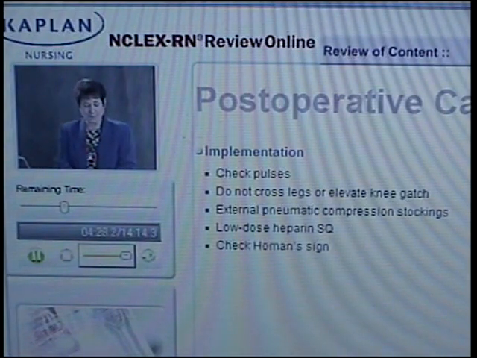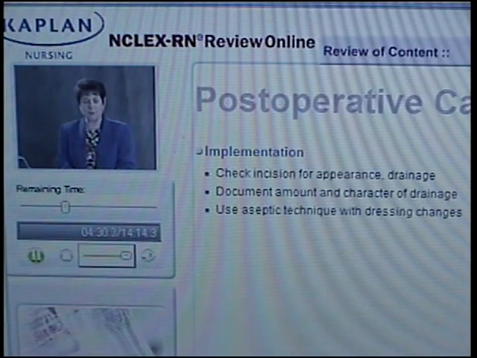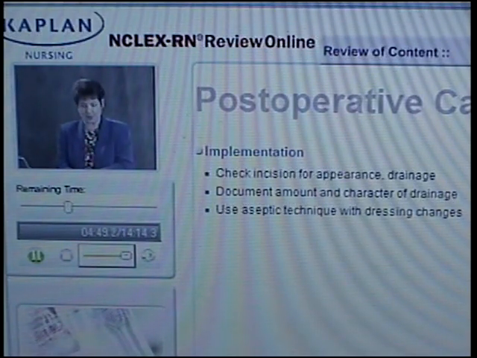Going on with postoperative care, you want to check the incision. You're looking for the appearance of it. Are the edges approximated? What is the drainage? What does it look like? How much drainage is there? And that should be documented, both the amount and the character of the drainage. All care you give to the patient with regard to the incision or the wound needs aseptic or sterile technique. All the dressing changes, everything should be done according to the sterile procedure.